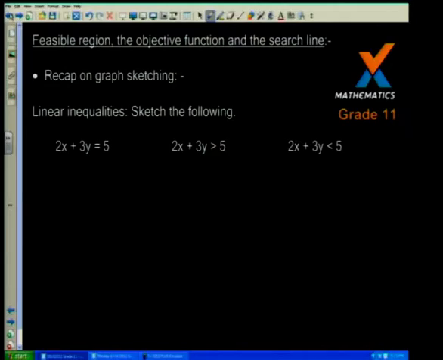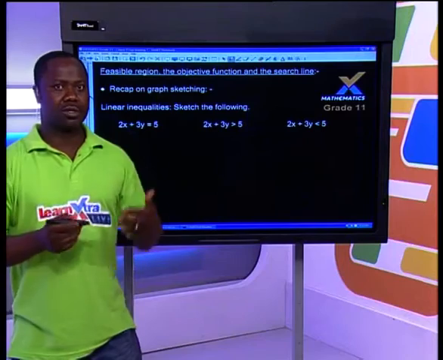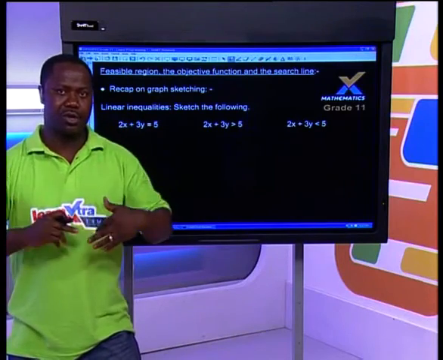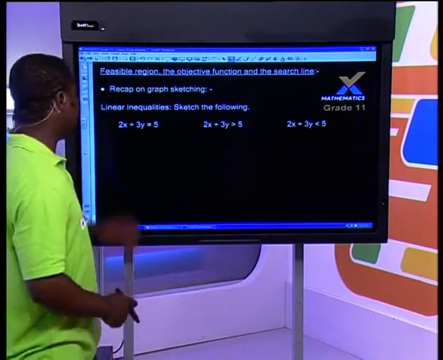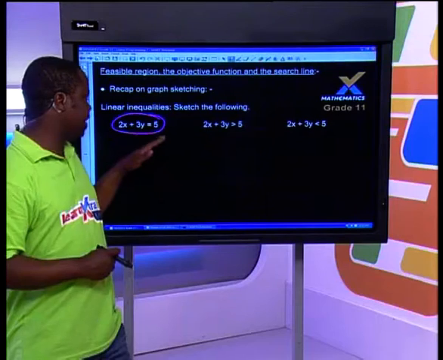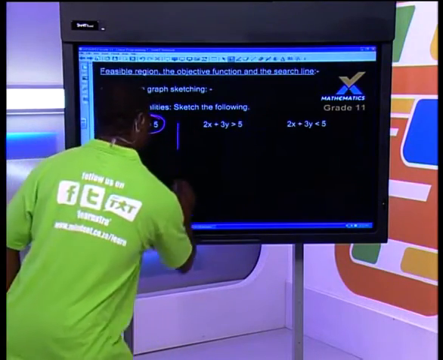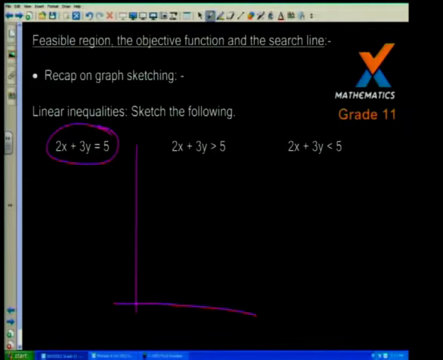All right. We need to recap a bit on how to draw a straight line, because we are going to then relate it to the inequalities. Let's take this equation given here, which says 2x plus 3y equal to 5. I've given it in this form. Now, how do you draw a straight line? So you are going to have to find the y-intercept and the x-intercept. That's the quickest one that I find to be useful.